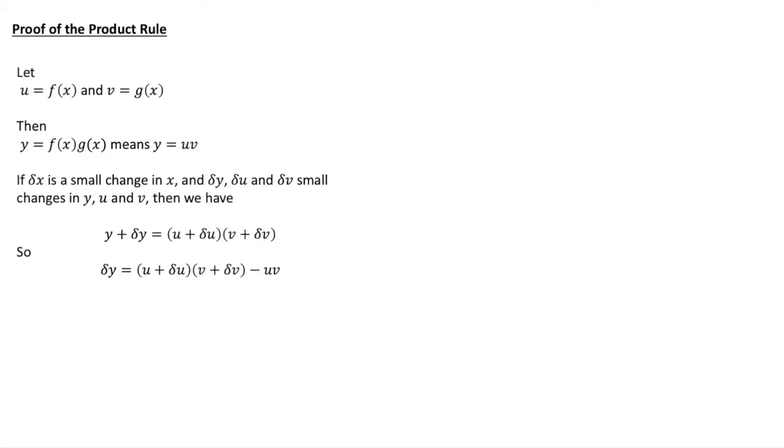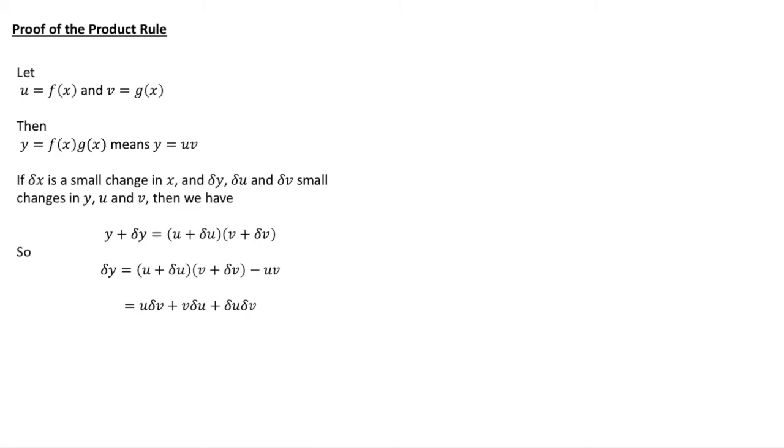Now on the left hand side we subtract y, which leaves us with delta y. On the right hand side, when we subtract y, we recognise that y is equal to uv, so we subtract uv, but we've still just subtracted the same thing from both sides.